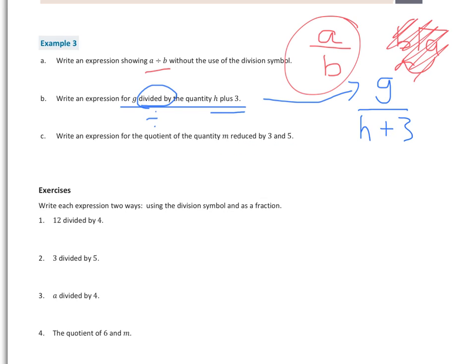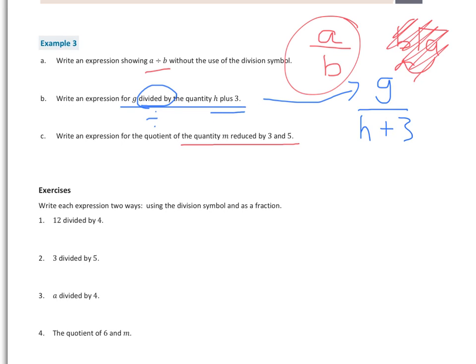A lot of times in math, and is another way that we split things up. So we see that we have the quantity of m reduced by 3 and 5. And so we need to decide, this is either going to be m minus 3 divided by 5, or it would be m divided by 3 and 5, maybe like 3 times 5. Well, that doesn't really make sense. If we have m reduced by 3, that doesn't really mean m divided by 3, right?